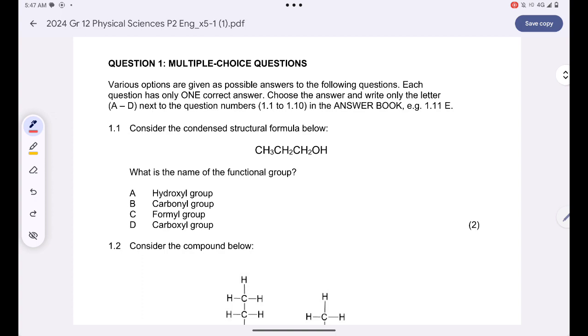Okay, question 1 is a multiple choice question. All I have to do is select the most correct option I'm given below. Okay, consider the condensed structural formula below.